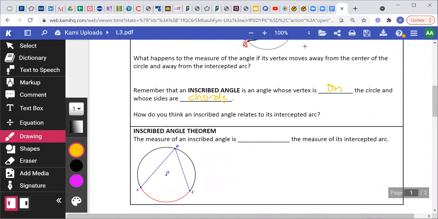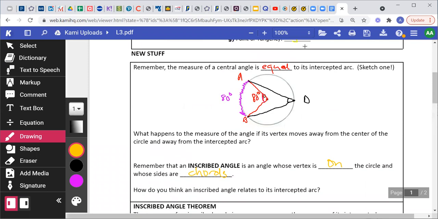Here we have it. We're going to go back to a basic definition. The measure of an inscribed angle is half of the intercepted arc. Which means this angle here is going to be, what is half of 80? 40.